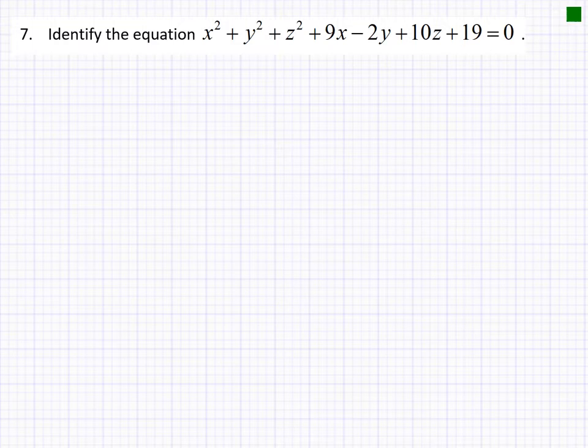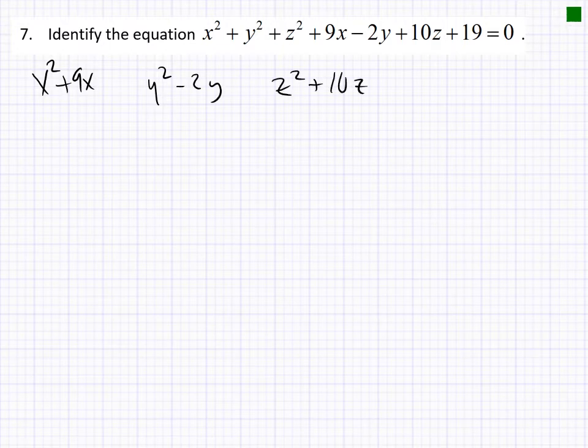Largely, you should be used to this by now. You should realize that this is most likely going to be some sort of sphere type equation. We got the three squares, x squared plus y squared plus z squared. They're all positive, but we just got to put it in the right form. So completing the square comes into play here. We put our x's together, x squared plus 9x. We put our y's together, y squared minus 2y, and then the z squared plus 10z. And we're going to dump this 19 to the other side.